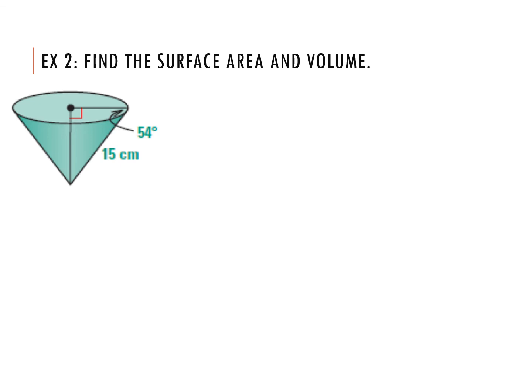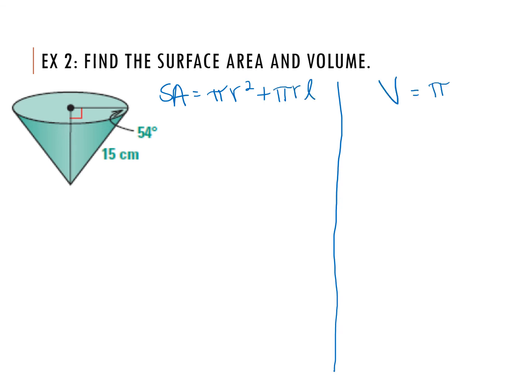Okay? All right, our last example of cones is going to be the one that you see on the screen. So example 2, again, we're going to find surface area and volume. So let's break our screen into 2 parts so we can do both of those. I'm going to start by writing down my surface area formula: pi r squared plus pi r l. And over here we'll do volume, which is pi r squared h all over 3.